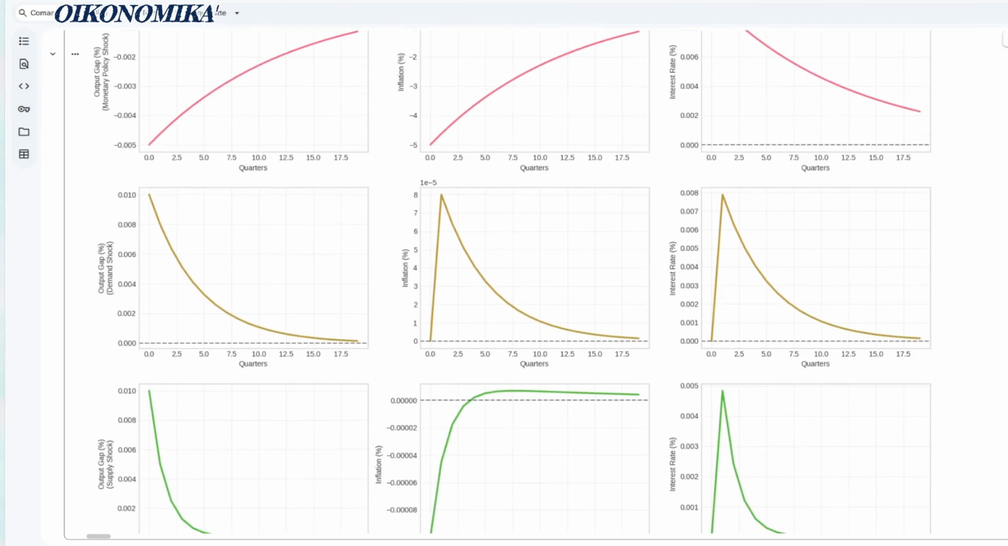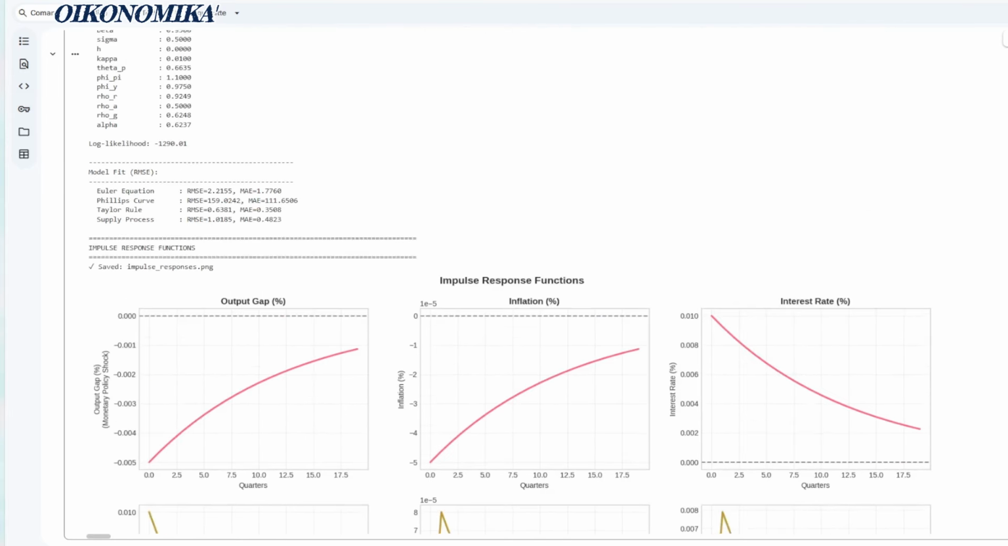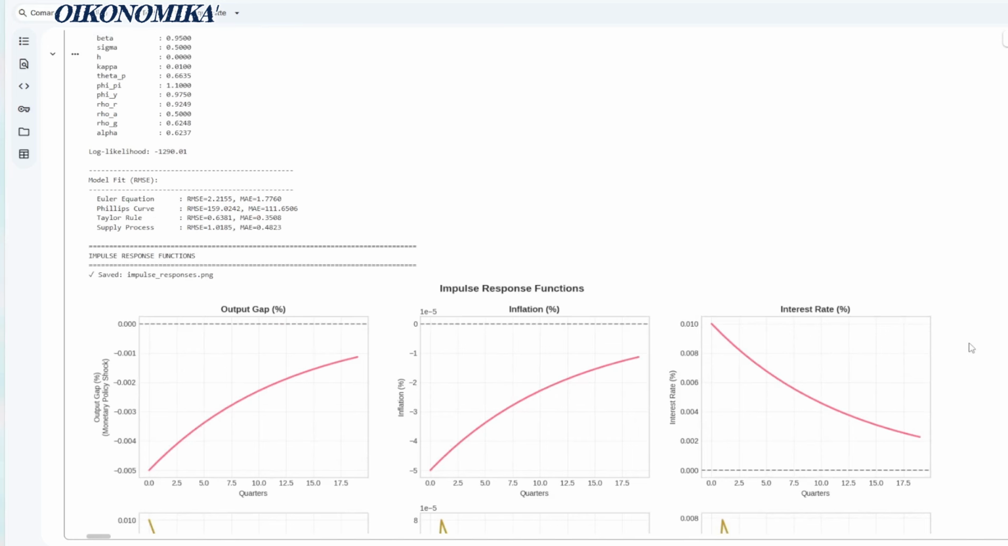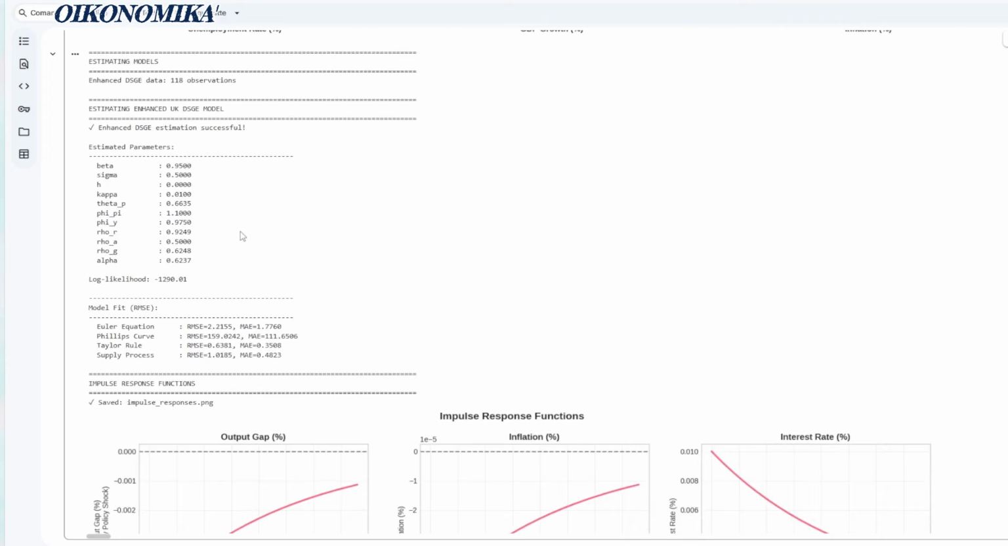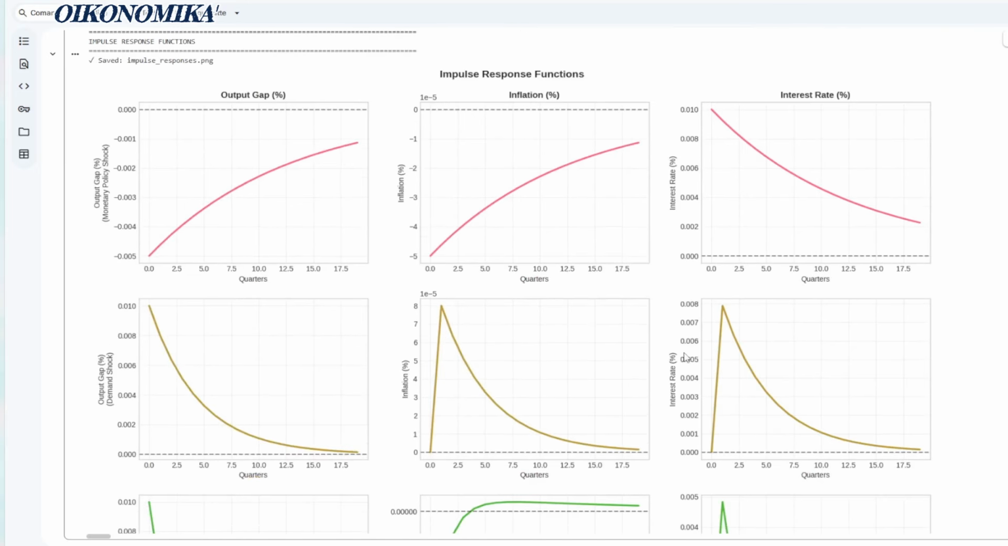And it's very simple nowadays to use cheap slogans and pretend to have an easy solution. You cannot have an easy solution if you have beta, sigma, kappa, theta, phi, pi, phi, y, rho, the persistent, the smoothing effect of interest rate, and you want to know how many lags you have a shock, how many lags it persists into the economy.